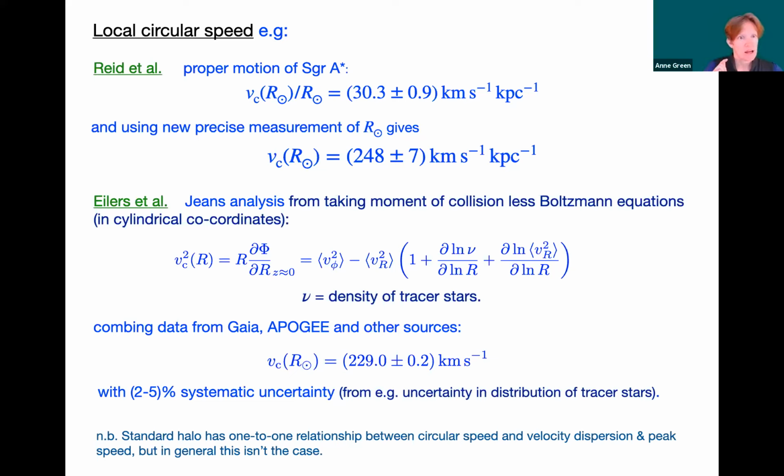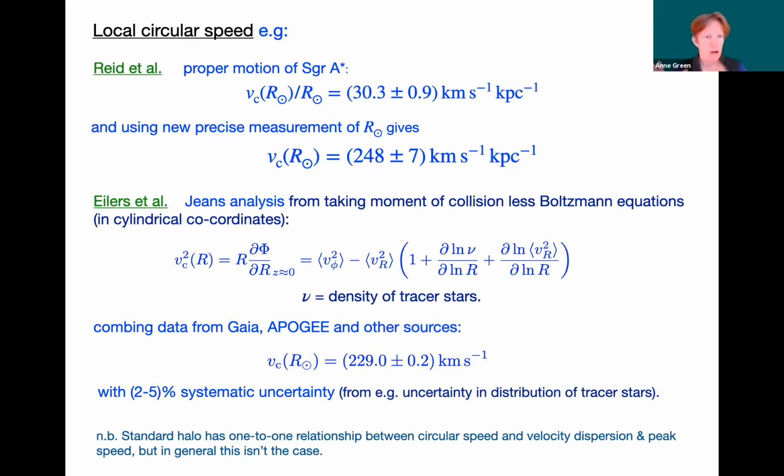The development here is the thing I emphasized yesterday, that we now have this really precise measurement of the solar radius, as in exactly how far away we are from the galactic center, by looking at the motion of a particular star around Sagittarius A*. And using that new precise, accurate measurement of the solar radius, you end up with this measurement for the local circular speed: 248 plus or minus 7. And the standard halo model, it's 220 kilometers a second. So again, this is tentatively suggesting that actually the real value might be a bit bigger.